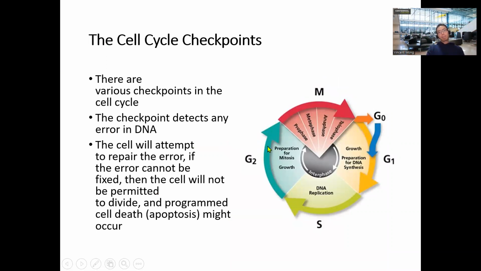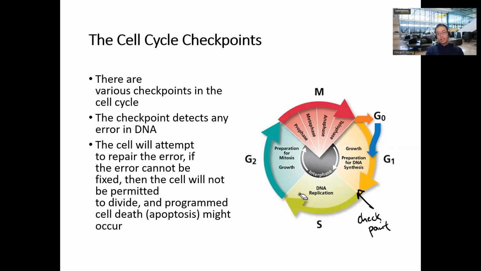So I have been telling you that in the interphase, there are various checkpoints. There's the G1, and then there's a checkpoint here. If the DNA quality is good, you will be allowed to copy them. If it's not good, you will try to repair it. And if it's not repairable, then the cell would not be permitted to go forward. You might even trigger apoptosis, causing it to die.